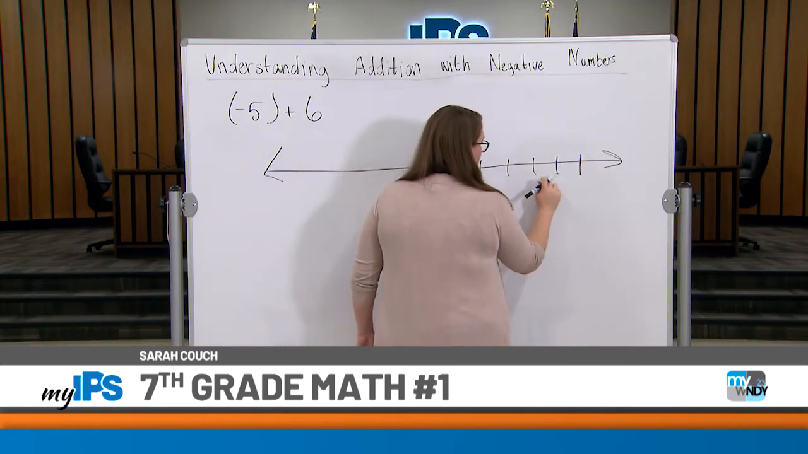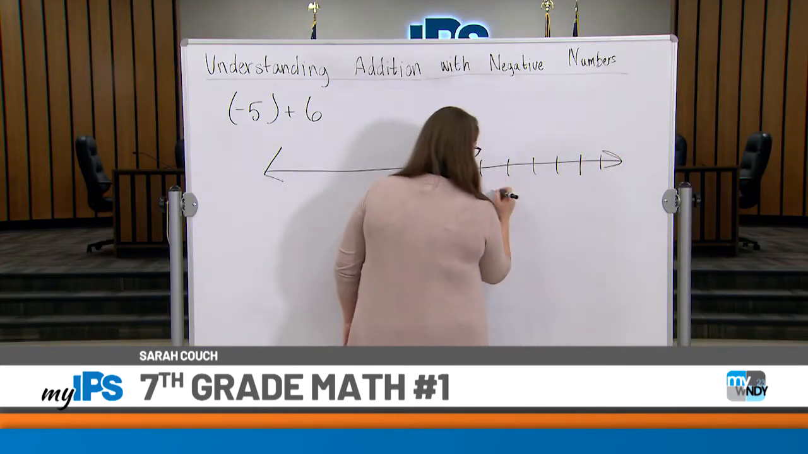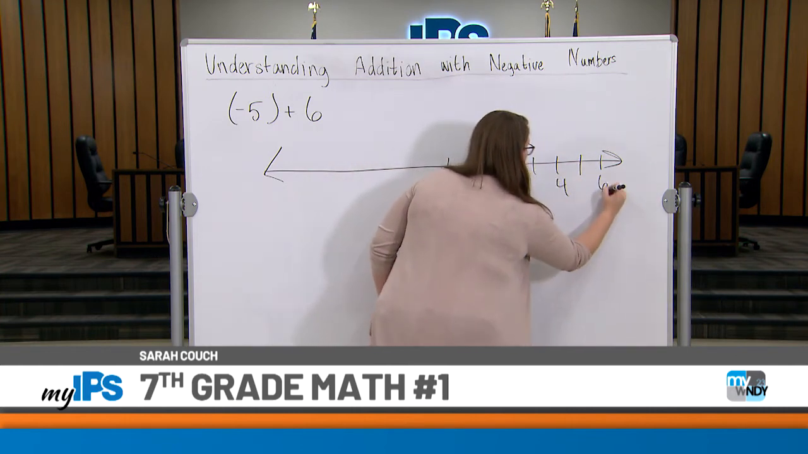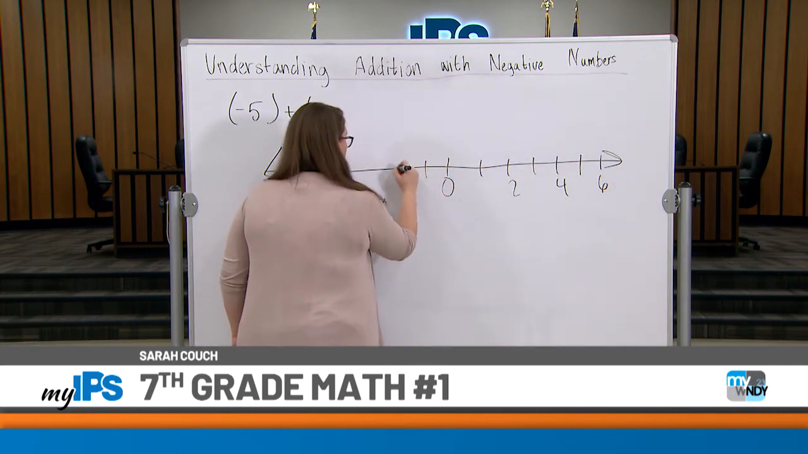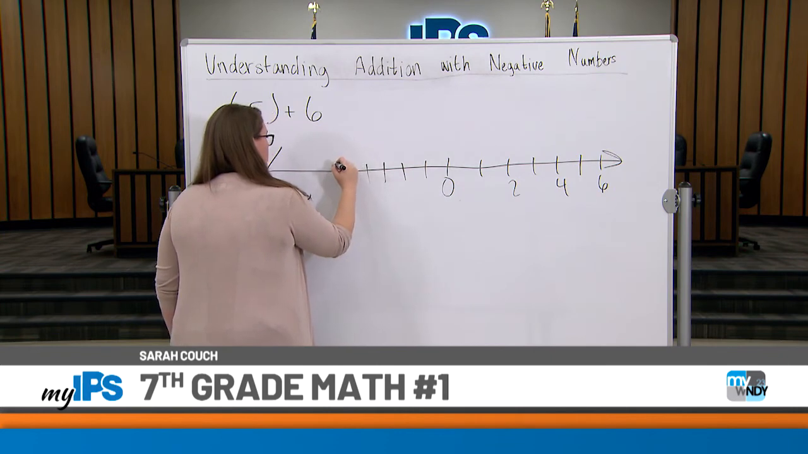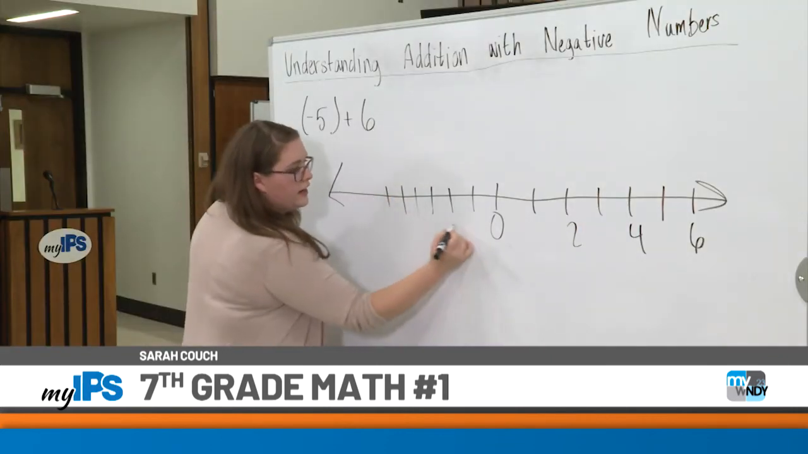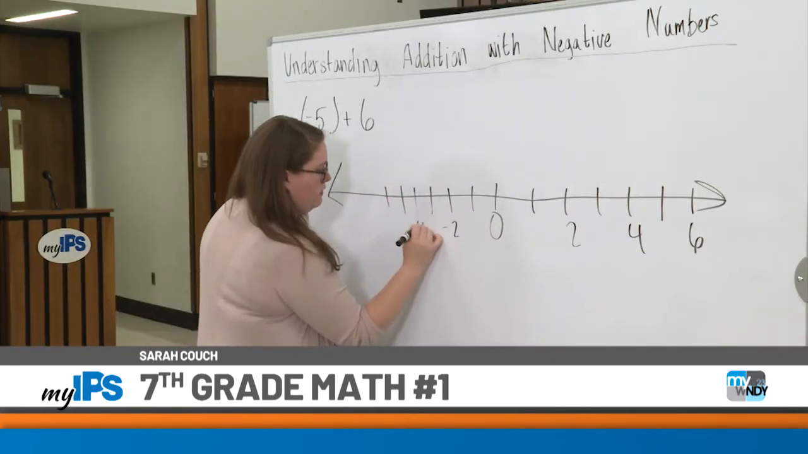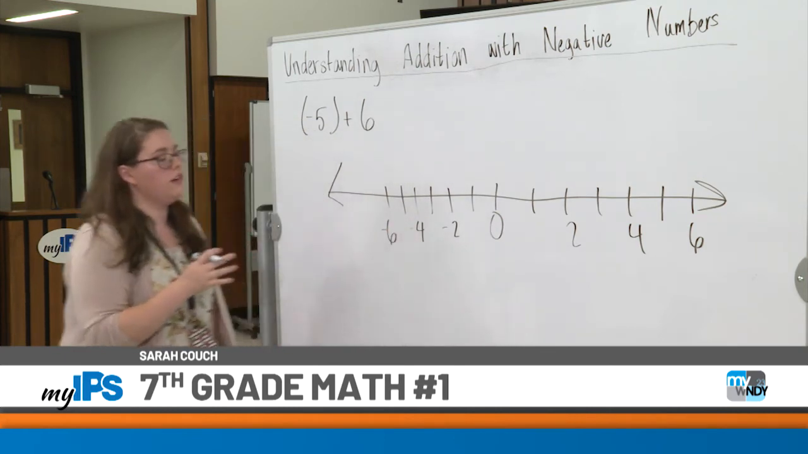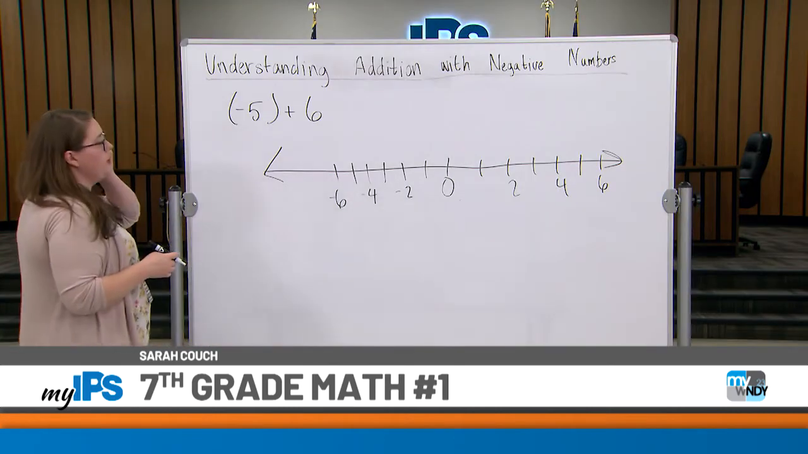Okay, 1, 2, 3, 4, 5, 6, and 1, 2, 3, 4, 5, 6. Okay, negative 2, negative 4, negative 6. All right, so there's my number line. It's not pretty, but it works.